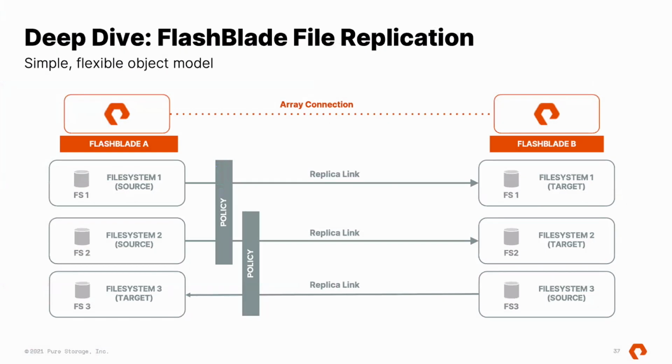Our goal here is to create a very simple, flexible object model that makes it easy for customers to reason about how to set up replication connections. So the basic walkthrough is I have two systems, two FlashBlades that can be in a data center. They can be separated over a WAN, and you create a secure connection between those two arrays. Once that connection is established, for any file system we want to use as a source, we set up a replica link to that target.